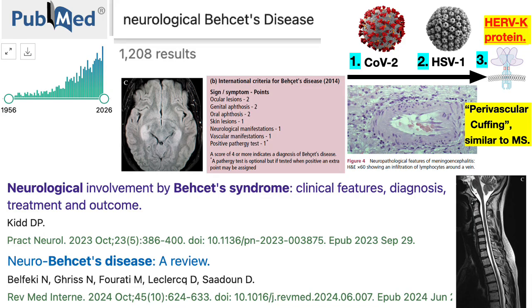So in the upper right of this slide, I have illustrated a plausible three-step set of events that could produce a perivascular cuffing. One possible scenario by which it could occur in a long COVID patient or a Behçet's patient. CoV-2 would be the primary infection. It reactivates a herpes virus, HSV1. HSV1, in turn, upregulates HERV-K protein, the expression of a HERV virus, an ancient or fossil retrovirus. And this HERV-K protein is immunogenic and pathologic, toxic. The presence of HERV-K protein could lead to a perivascular cuffing.